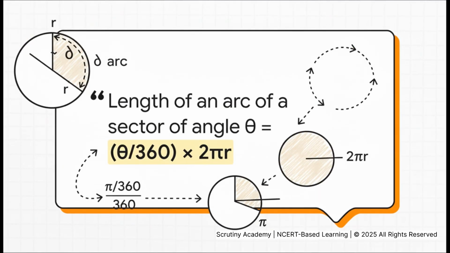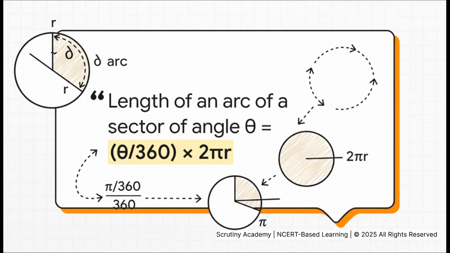And you know what's really cool? The exact same logic works for finding the length of the arc, the curved, crusty edge of the sector. You take that same fraction, theta over 360, but this time you multiply it by the circle's total circumference, which is 2 times pi times the radius.